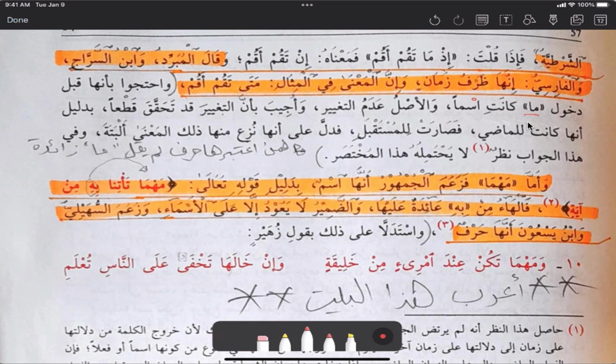And what proves that it changed is that it was originally for the past. The meaning of "if, when" was for the past, فصارت للمستقبل, but when you say ma, it becomes for the future. So you say "if ma, when," meaning in the future, meaning it didn't happen yet. فدل على أنها نزع منها ذلك المعنى البتة.